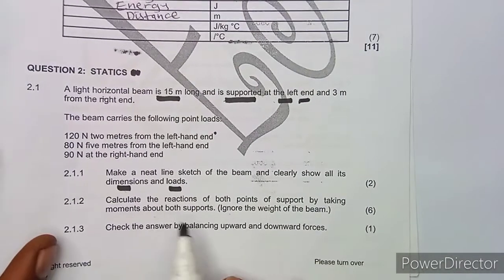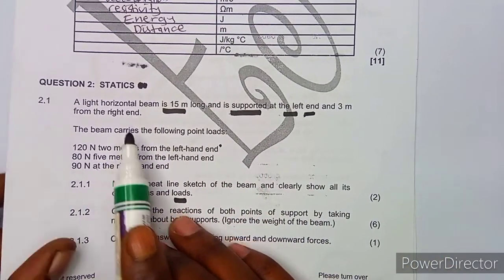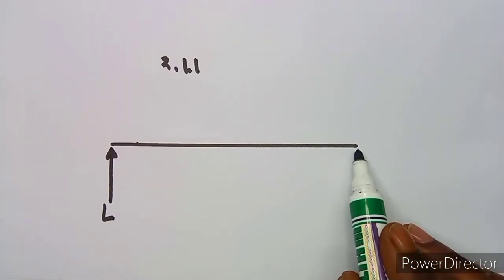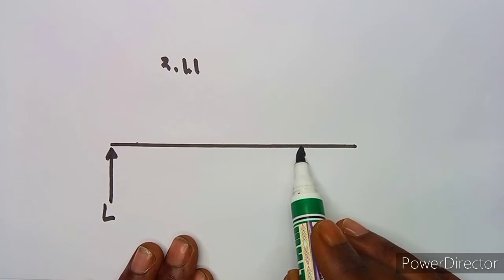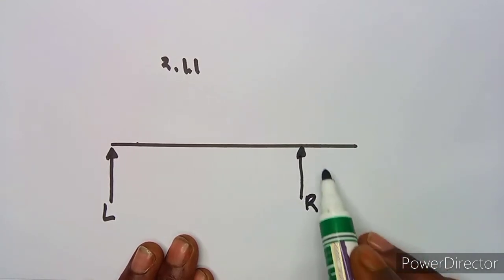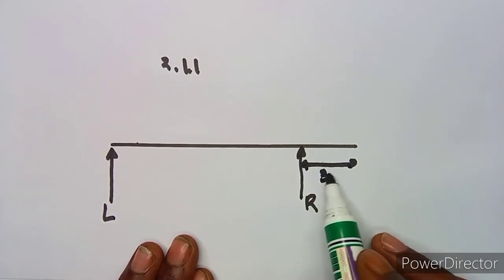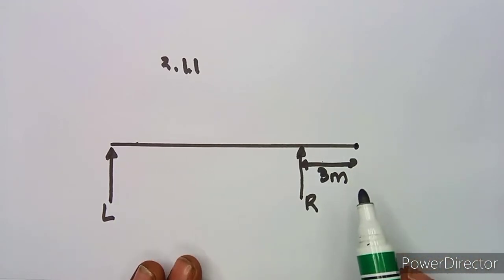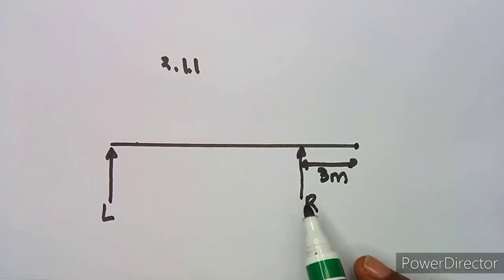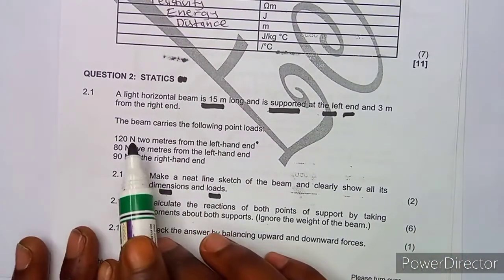Okay, let's see the other part. And 3 meters from the right end, there's a support which is 3 meters from the right end. This is your right end, but in between here there's a support, and there's a difference of 3 meters. So you can indicate this by 3 meters here from the right end. This is your right end. Okay, so there's a support on the left and another support on the right. Then let's go through the information that we are having.